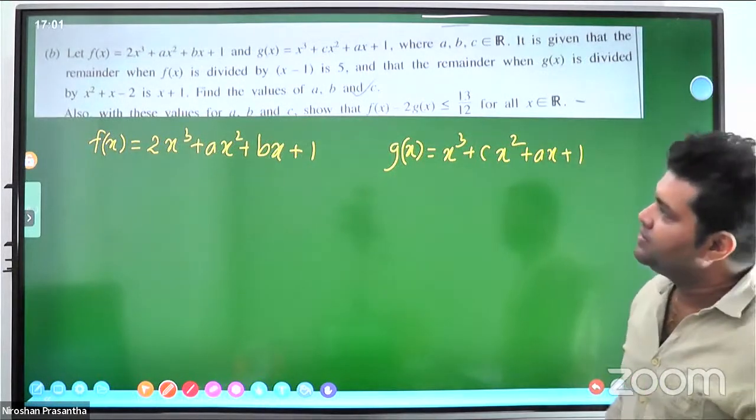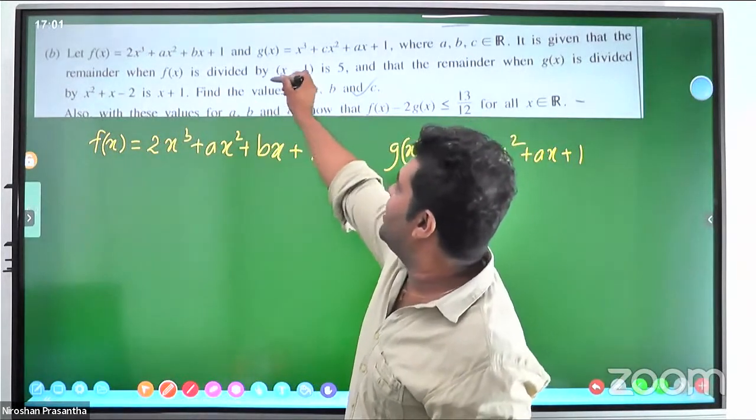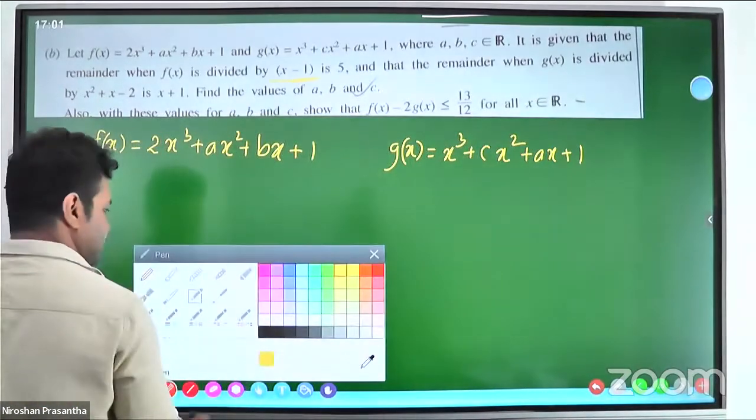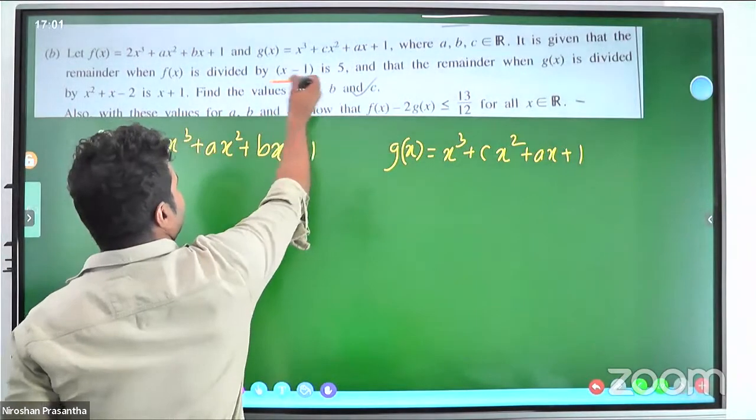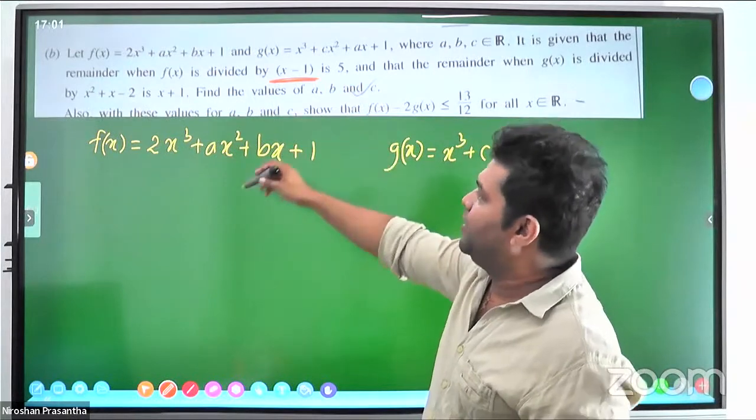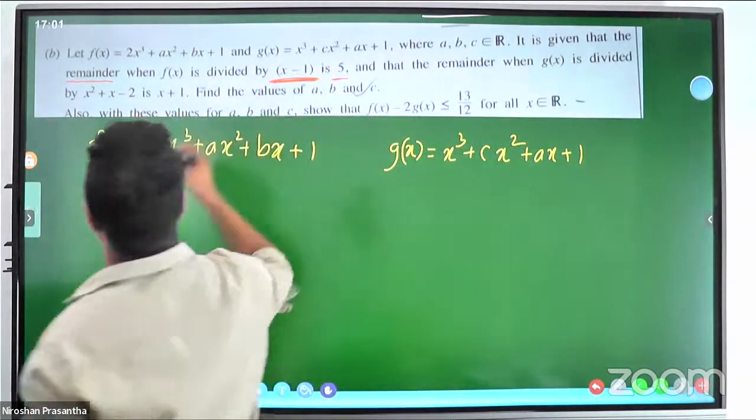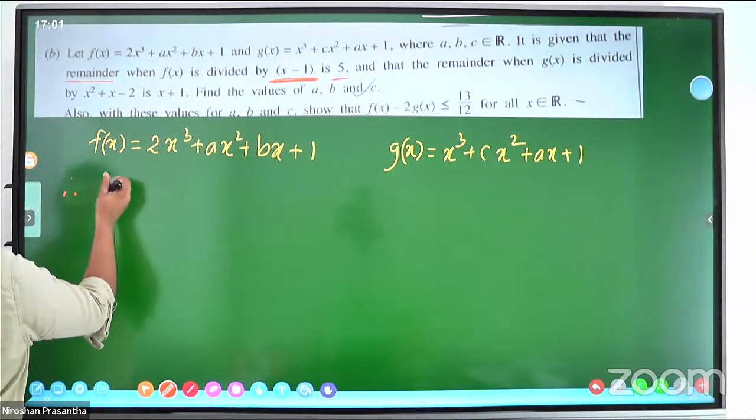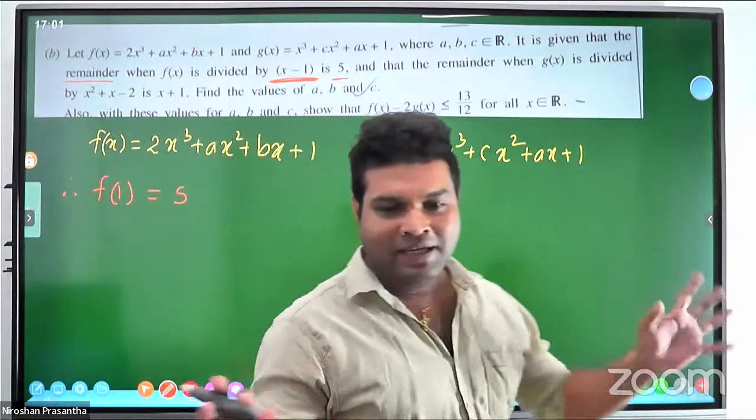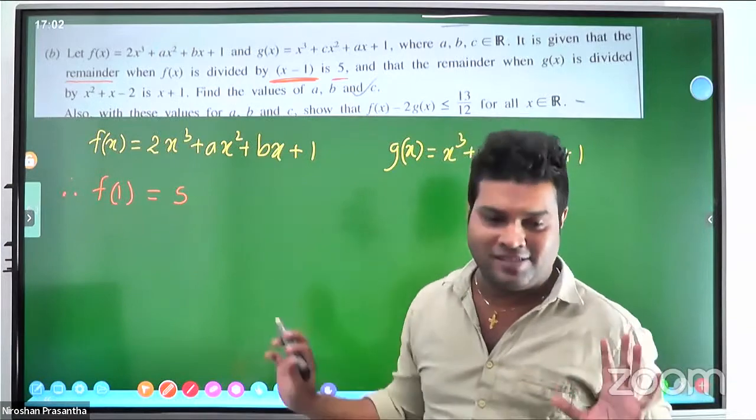It is given that the remainder when f(x) is divided by x minus 1, which is a linear division, then we can apply the remainder theorem because of the linear division. Then x minus 1, the remainder is 5. Therefore, f(1) is 5. If we don't apply the algorithm, then directly we can write down f(1) is 5. Then 5 marks will be given for this.